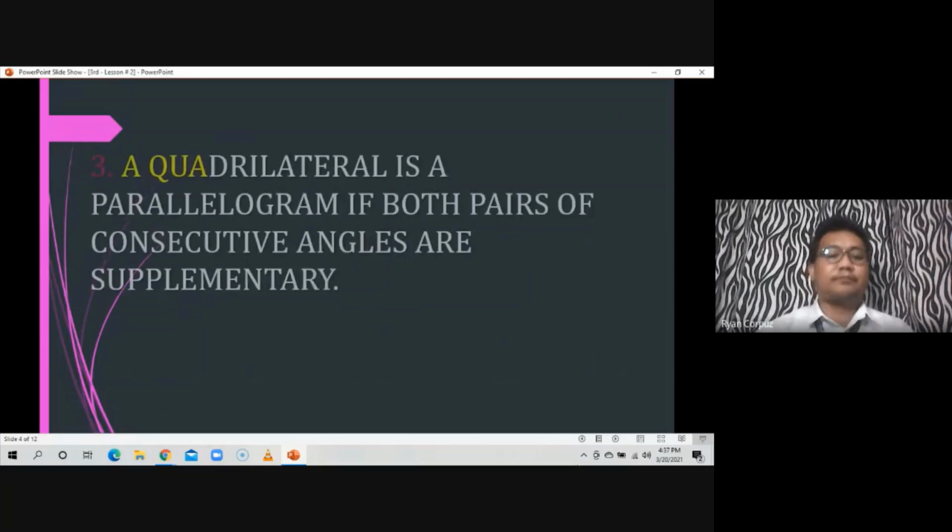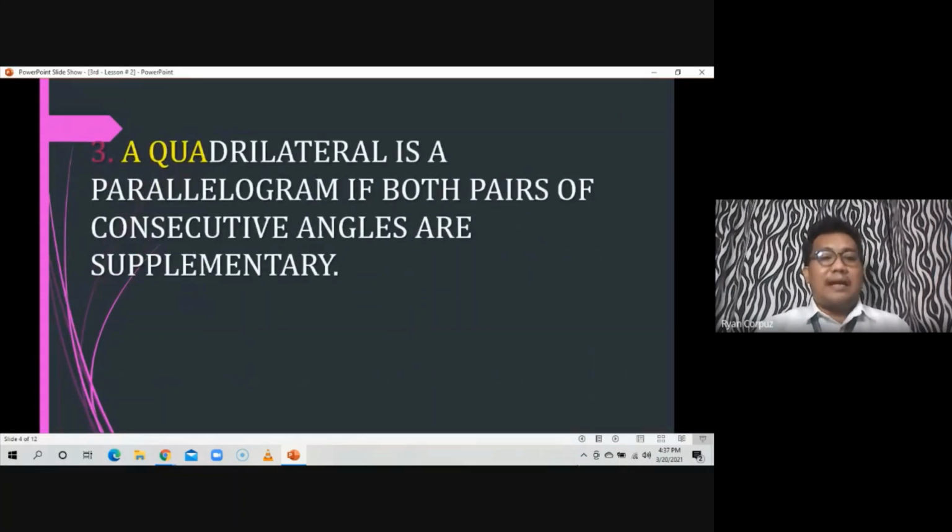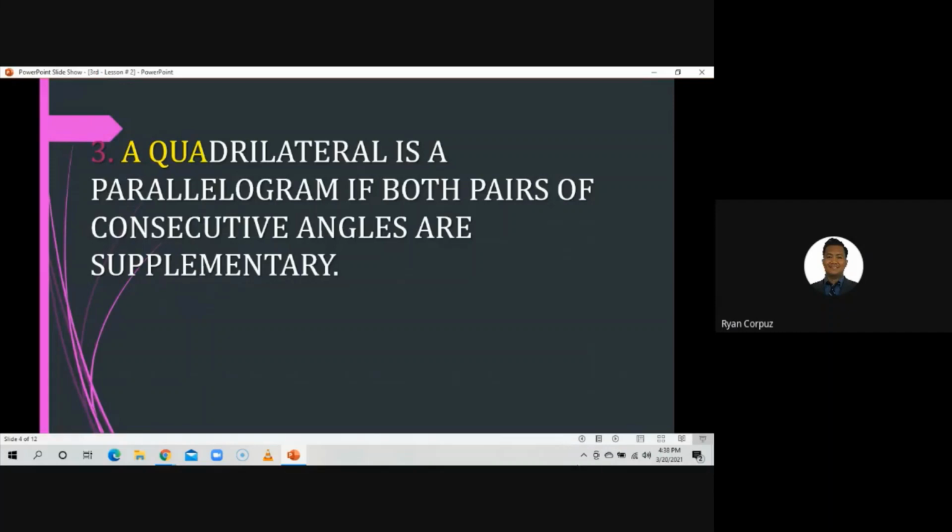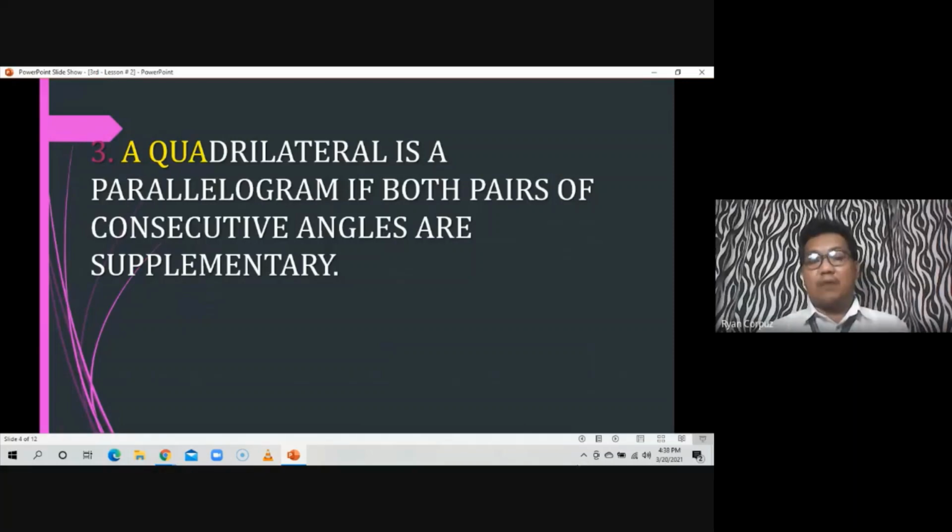Third, a quadrilateral is a parallelogram if both pairs of consecutive angles are supplementary. So when we say supplementary, the sum of the angles is equal to 180 degrees. Dalawang magkasunod na angles daw. So, pag kinuha natin sum of the two consecutive angles, the sum is equal to 180. So that means they are supplementary.